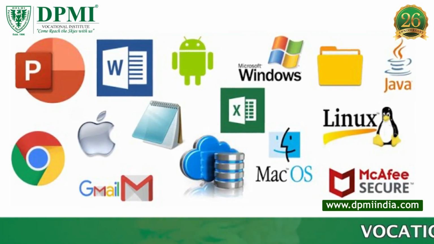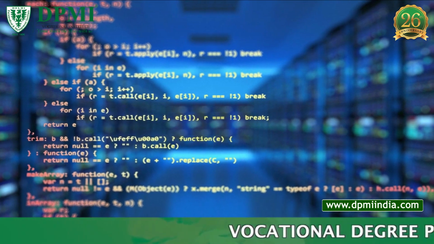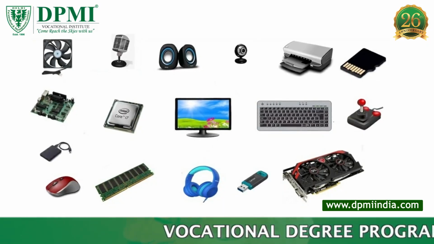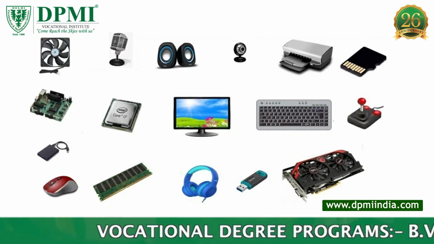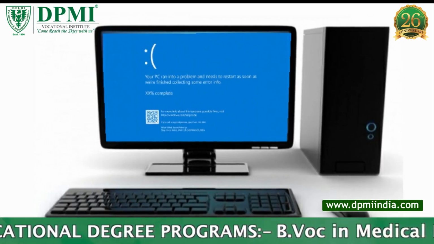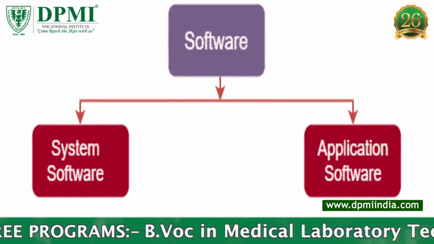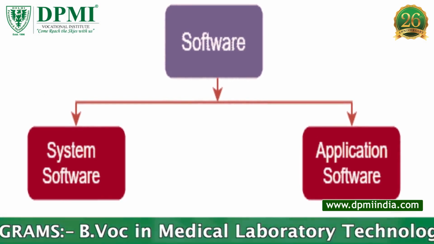Classification of software. Computer software is a set of instructions that guides computer hardware on what to do, when to do, and how to do the tasks. Software gives life to the computer. Without software, the computer is a dead machine. Computer software is divided into two parts.